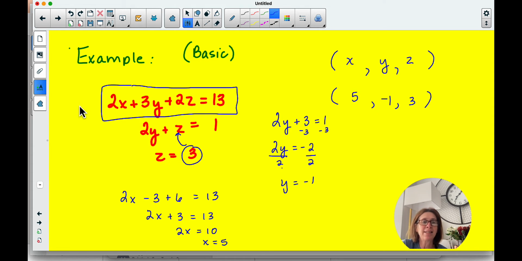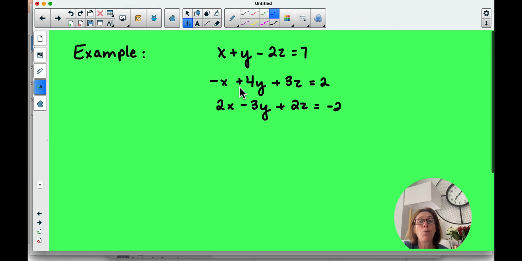So it means that this plane, this plane, and this plane actually intersect at the point 5, -1, 3, which is in the x, y, z coordinate plane, so the 3-dimensional plane. That was a very basic example because I gave you the z that I could plug right in. A little bit harder when you have equations with 3 variables.